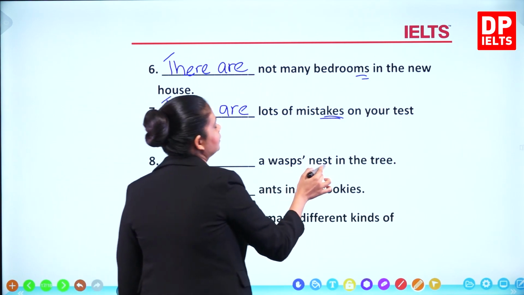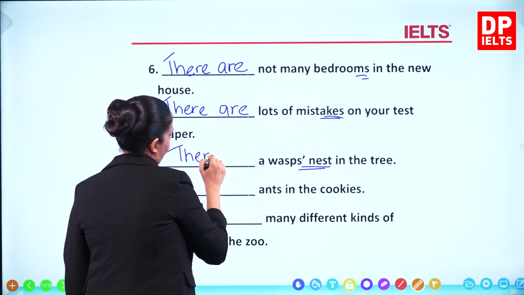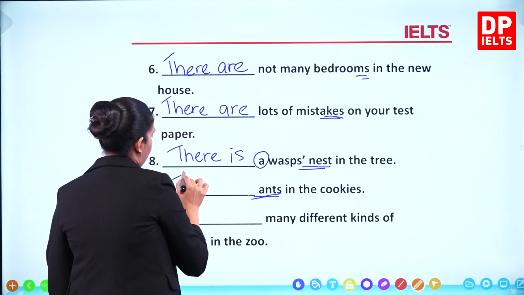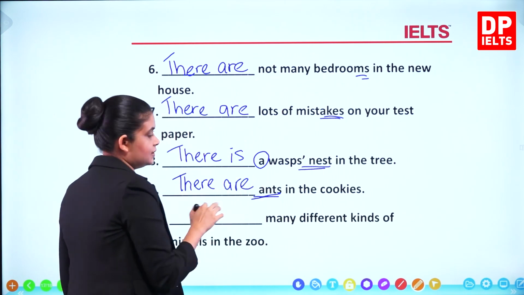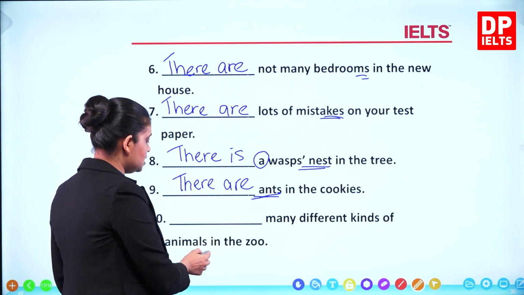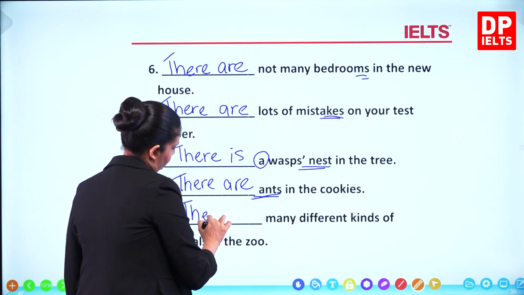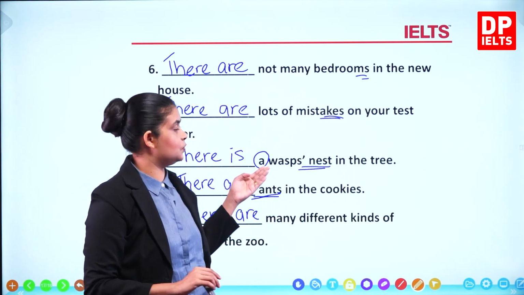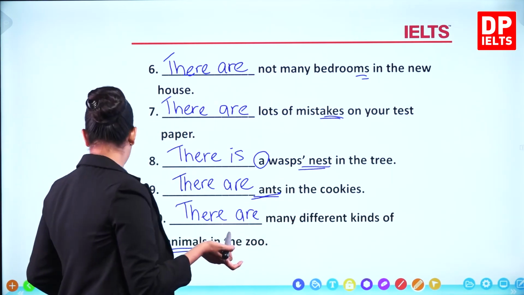A wasp's nest in the tree. Wasp ke nest එකක්. වී වදයක්. Right? So there is. මෙතන තියෙනකොට එකක්. Ants. There are. එක කූඹියක් නෙවෙයි. කූඹි ගොඩක් ඉන්නවා. Cookies කියන්නේ බිස්කට් වගේ જાතියක්. Right? Many different kinds of animals. Plural. සත්තු ගොඩක් ඉන්නවා zoo එකේ. There are. So, if you can see, there is used with the singular ones. Plural ones we use there are.